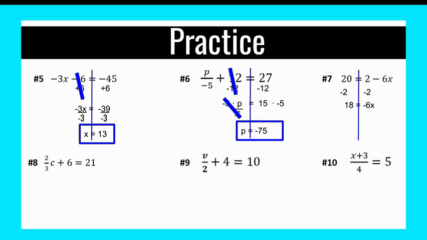Again, the number in front of the variable is being multiplied. So I'm going to divide both sides by negative 6. And I end up with negative 3 is equal to x.